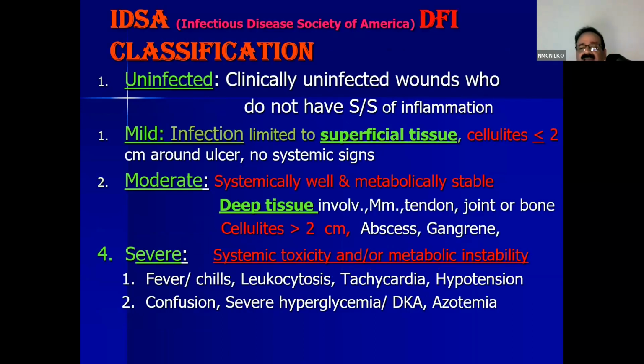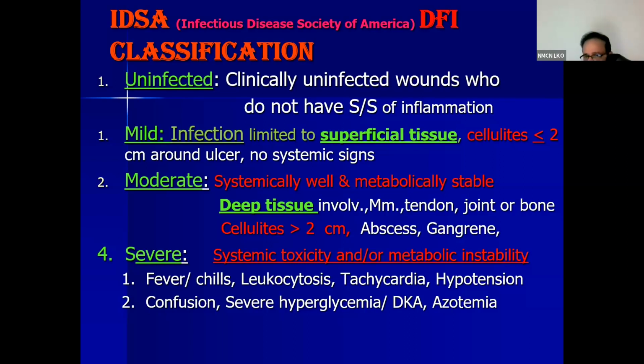As far as the IDSA diabetic foot infection classification is concerned, DFIs are classified into four. One is uninfected, that means there is a diabetic foot ulcer but it is not infected. Mild means when infection is superficial, cellulitis is less than 2 centimeters. Moderate means when the patient is systemically well and metabolically stable, but has deep tissue involvement in the form of muscle, tendon, joint, or bone involvement, cellulitis is more than 2 centimeters, or there is an abscess or gangrene. All these are moderate.